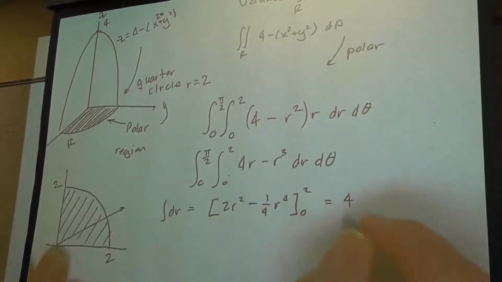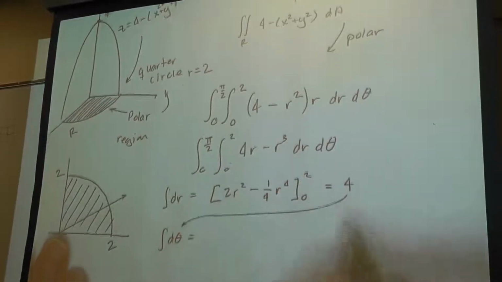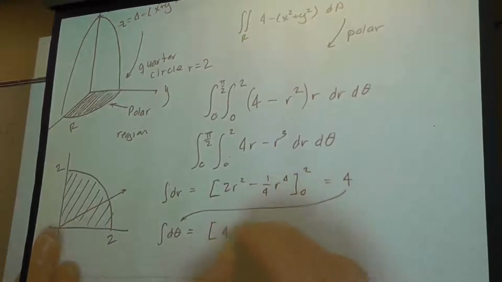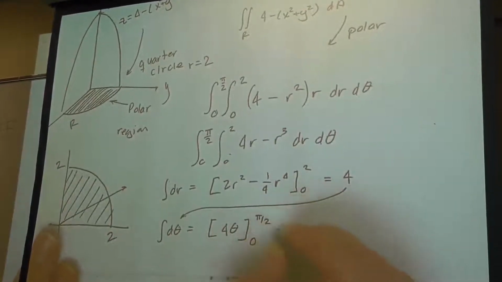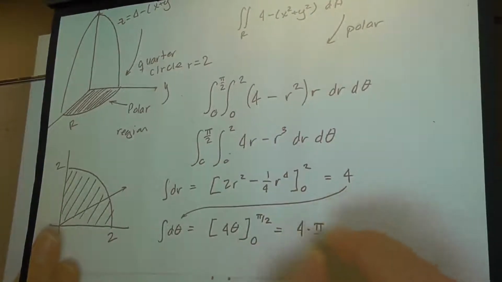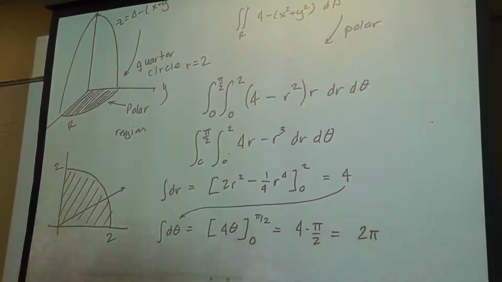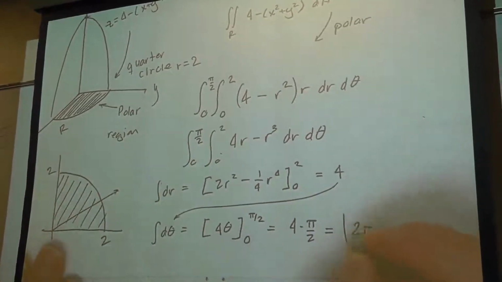And then when you integrate this with respect to theta, now you're switching variables. So the antiderivative of 4 would become 4 theta with the limits 0 to pi over 2. So in this case, of course 0 wipes that out, so you're left with just 2 pi. And that does represent that full volume.